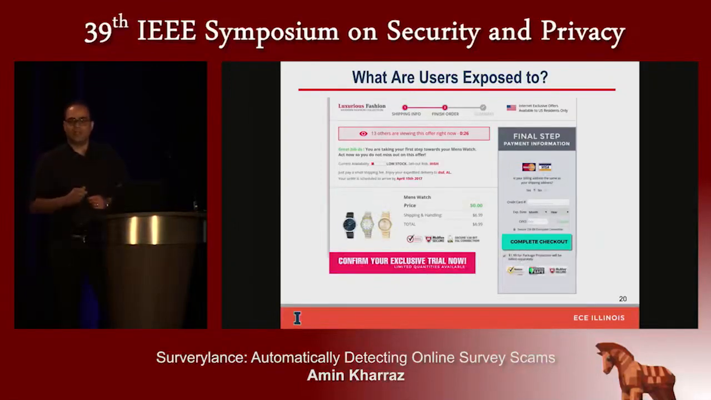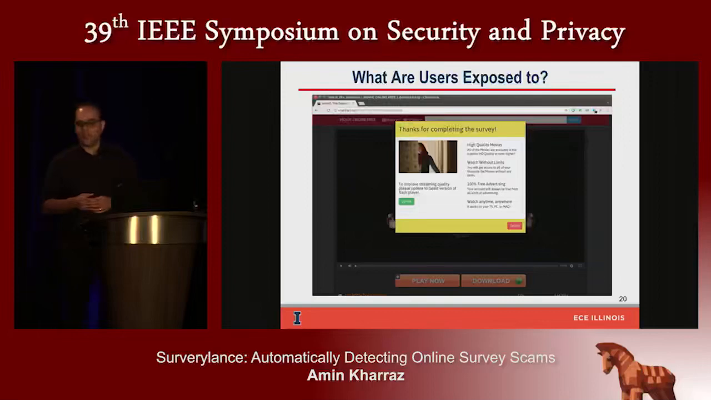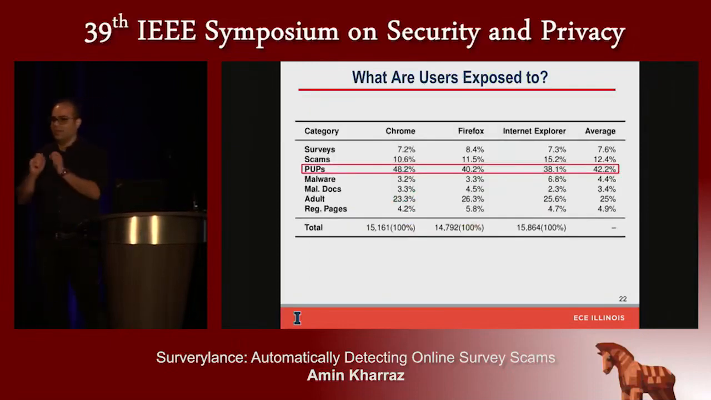This is an example of what a user is exposed to after successfully filling the survey and pushing the submit button. For example, the user is redirected to a shopping website to claim his or her reward by providing home information or banking credentials. Or in this case, the user has to download a new version of Flash Player in order to play this movie for free. So these are two examples.